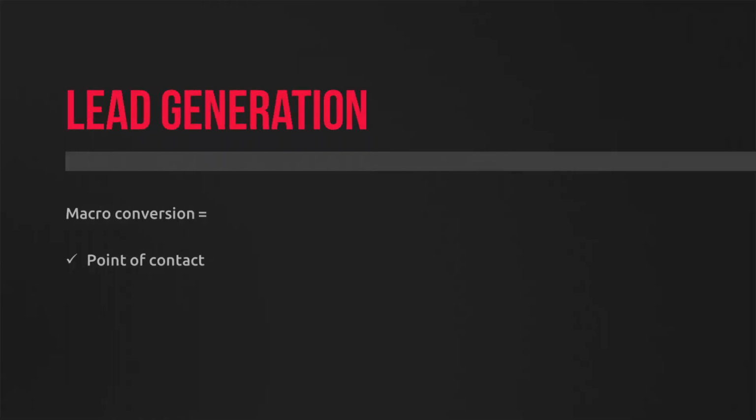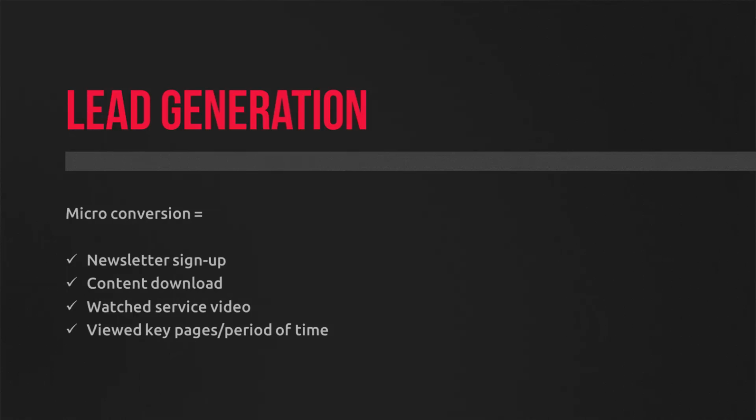So when we look at someone like a lead gen website or a brochure website, the macro conversion is typically a point of contact. So someone picks up the phone and gives you a call, or they fill in your contact form and send you an email. A micro conversion might be, again, a newsletter or an email sign up, downloading a PDF, a piece of content that they opted into. Again, watching a video. You may have a product video and explain a video. Or someone viewed your website for a certain period of time.